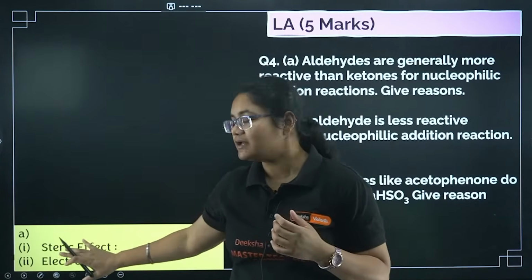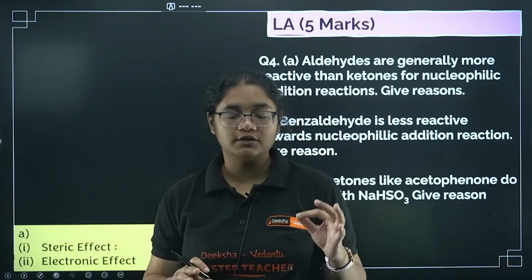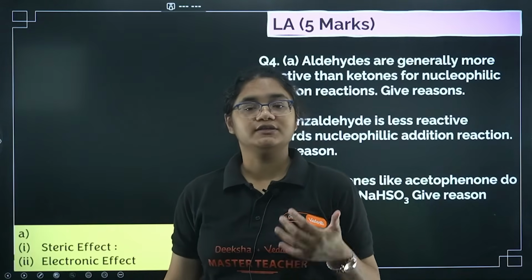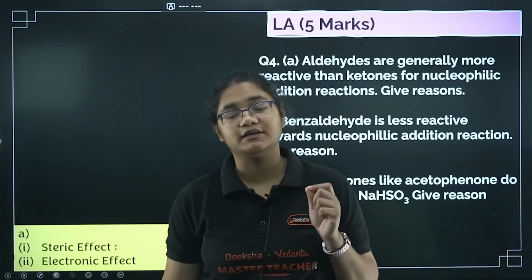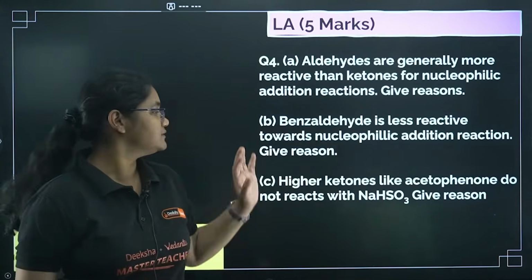And as I have told you, in steric effect, the 2 R groups of ketone provide steric hindrance to the incoming nucleophile. And in electronic effect, the 2 R groups in ketone reduce the electrophilicity of carbon because of their plus I effect. Okay, these are the 2 reasons.